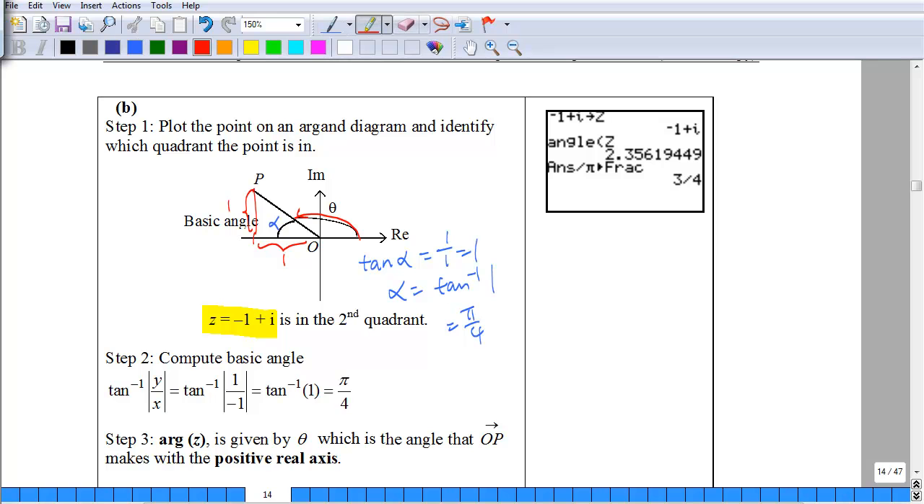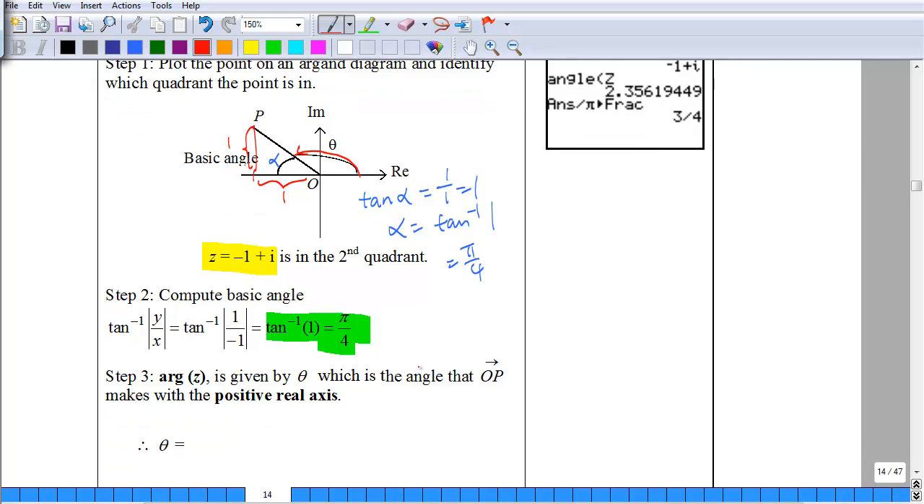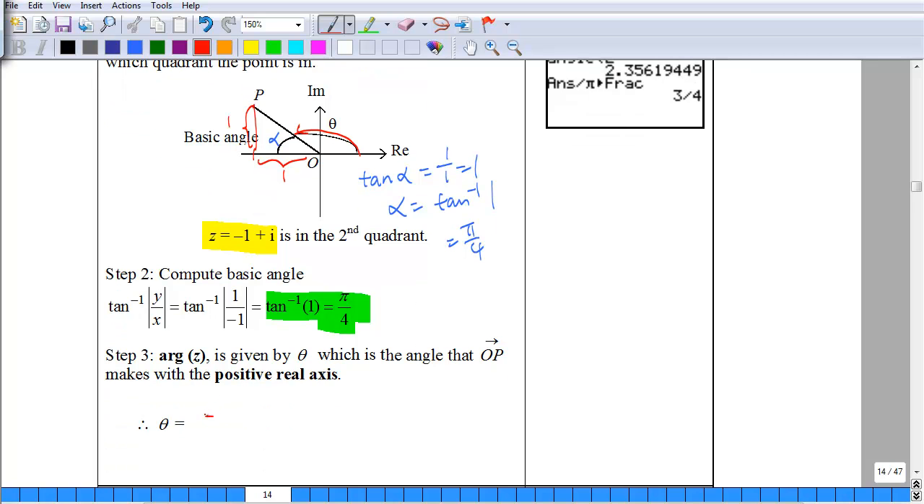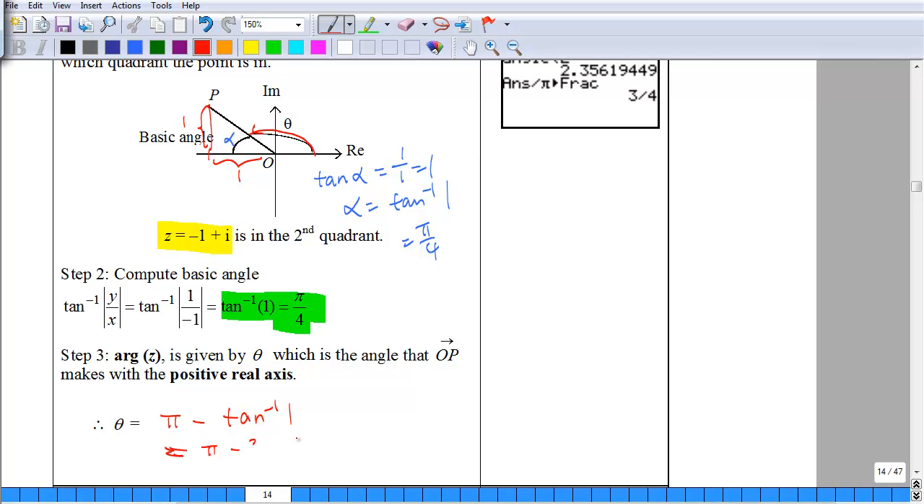That means that is this portion over here. Now we know that we have to find theta, the argument. From the diagram, you will see that theta is equal to pi minus alpha, so it is pi minus inverse tangent of 1. So it is pi minus pi over 4, that gives us 3 pi over 4.